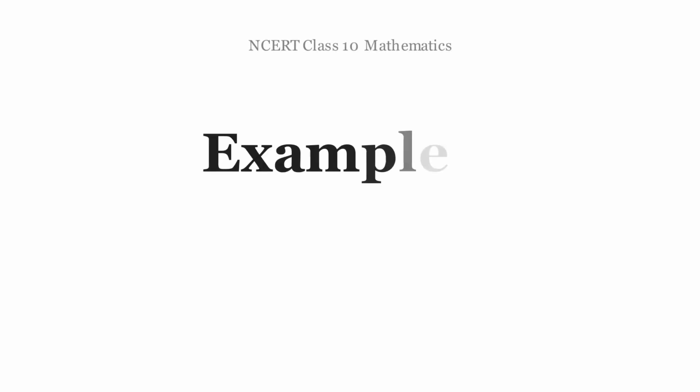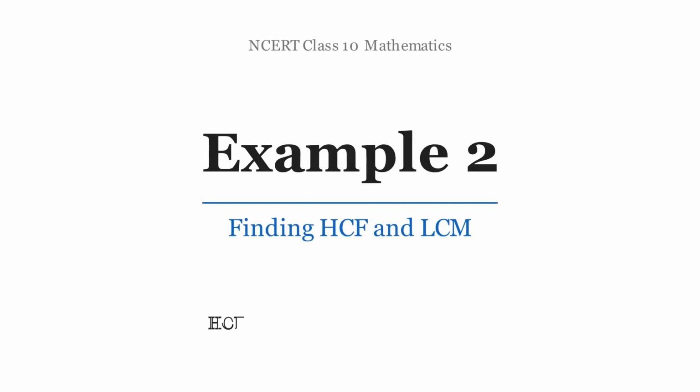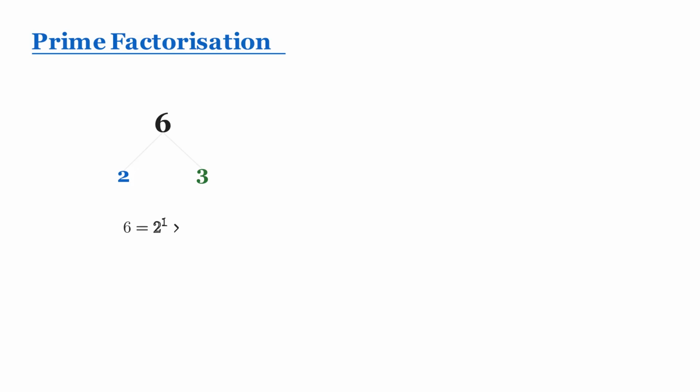Welcome to example 2i. We are going to find the HCF and LCM of 6 and 20 using the prime factorization method. Let us find the prime factorizations of 6 and 20. 6 equals 2 times 3. So 6 equals 2 to the power 1 times 3 to the power 1.